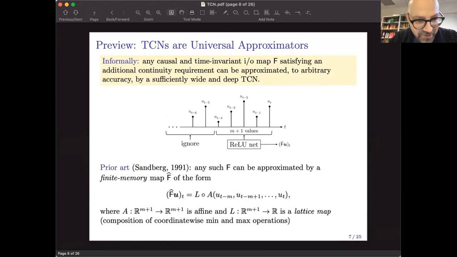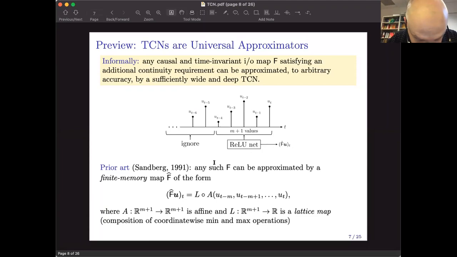And the idea here is that any causal and time invariant IO map F that satisfies some additional continuity requirement, and in order to talk about continuity, you have to restrict inputs in a suitable way, can be approximated to an arbitrary accuracy by a sufficiently wide and deep TCN. So this is the idea. We have M plus one values of the input. We ignore everything else. Those inputs go through a ReLU net, and that becomes the approximate output at time t.